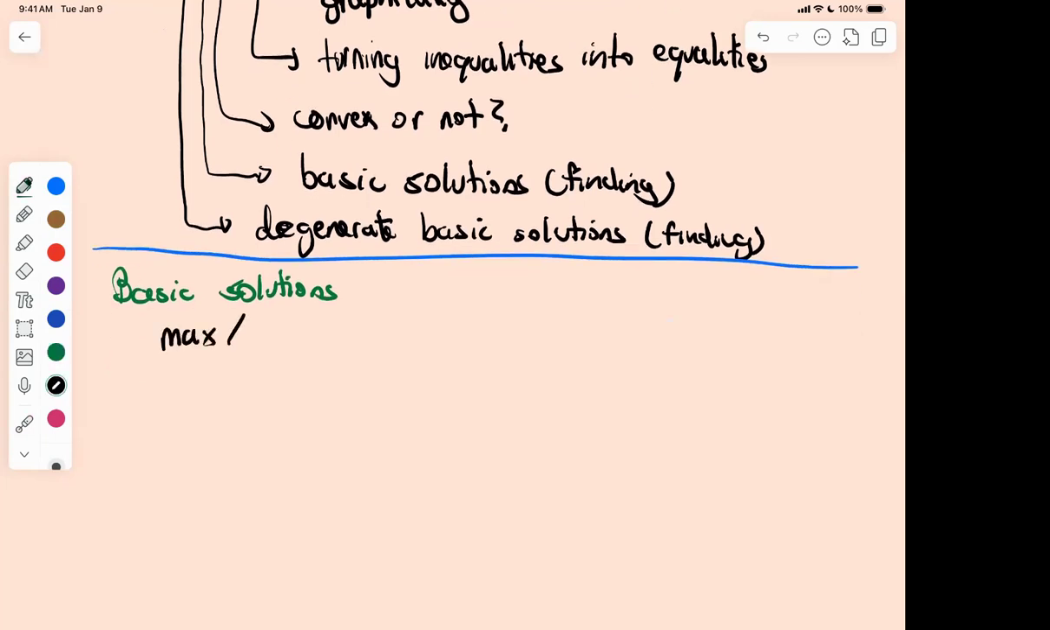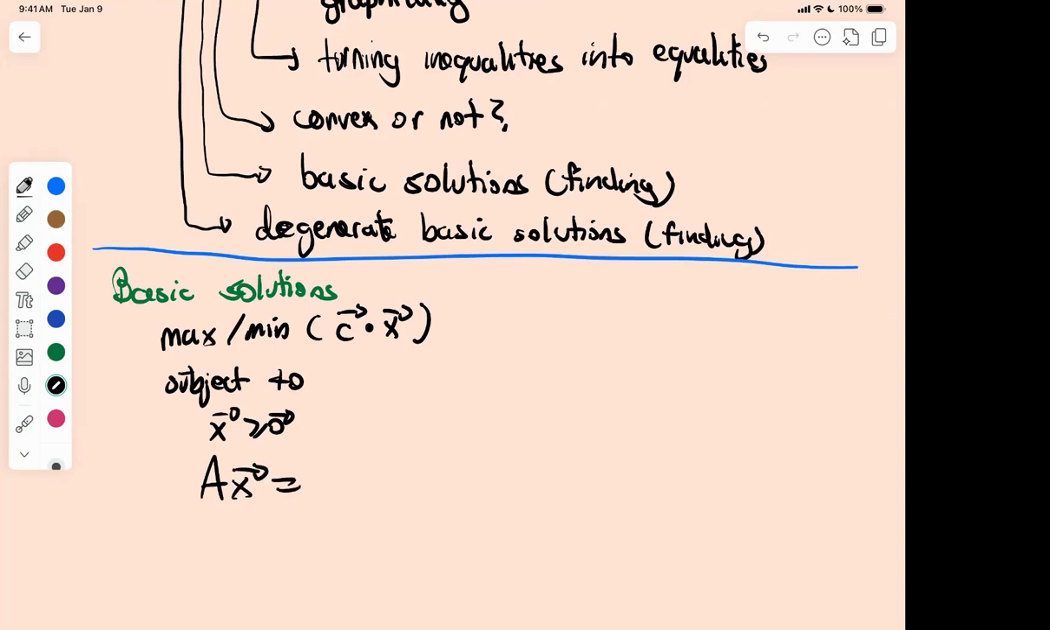Again, just the usual setup, we are trying to find the max or min of a dot product, and the constraints are that all the variables are non-negative, and we assume already that we put the system into equation form, so there are no inequalities. You have a matrix and a bunch of equations that the variables need to satisfy. If it's in inequality version, then you had to add slack variables to turn the inequalities into equalities.